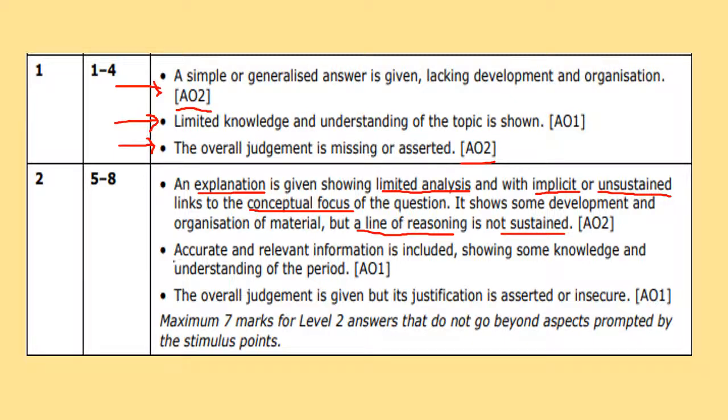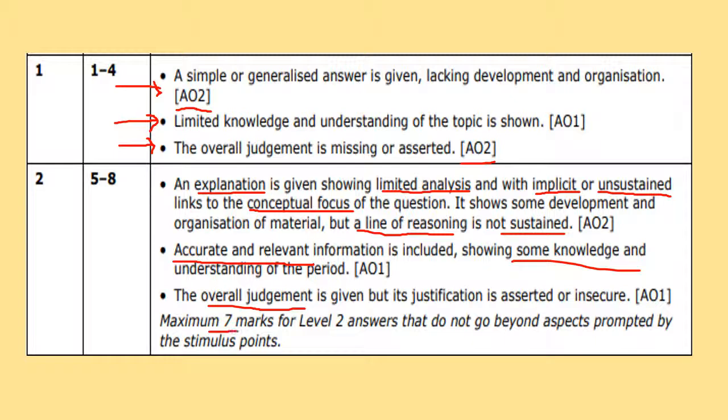If you notice, it says accurate and relevant information is included, some knowledge. So here again, you're applying evidence, but it's not very detailed or specific. It's adding to what you would have had in level 1, but you could have had a bit more specific detail to move it into level 3. And then in the conclusion, you give a judgment, you begin to justify it, but the reason you give isn't fully explained. It's not very secure.